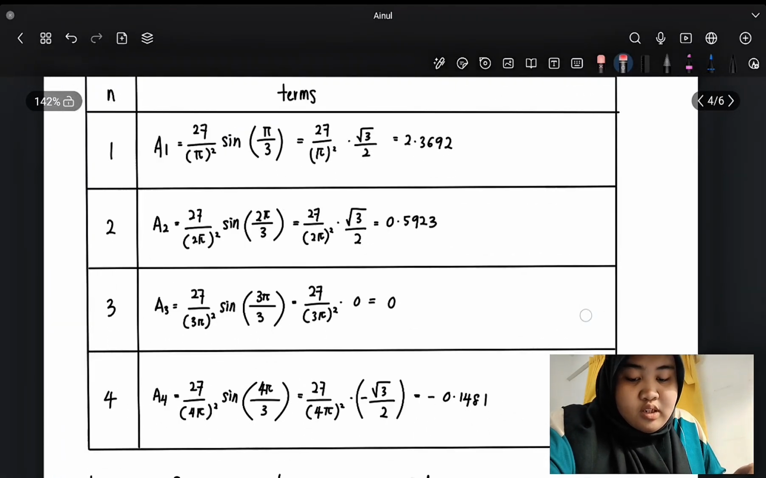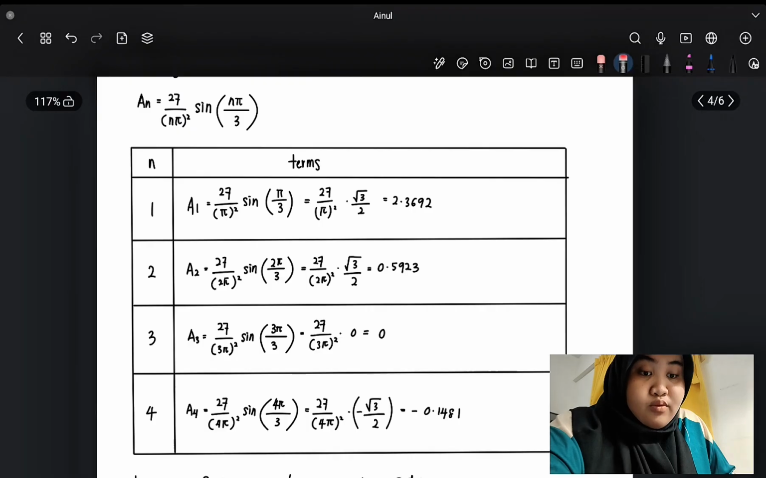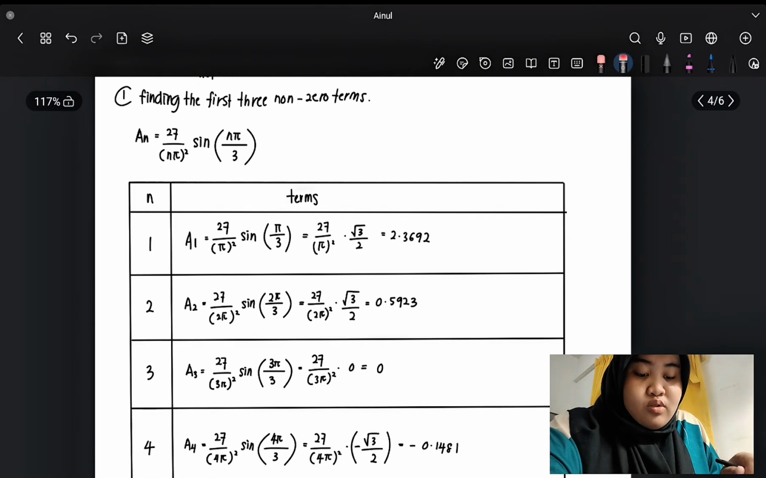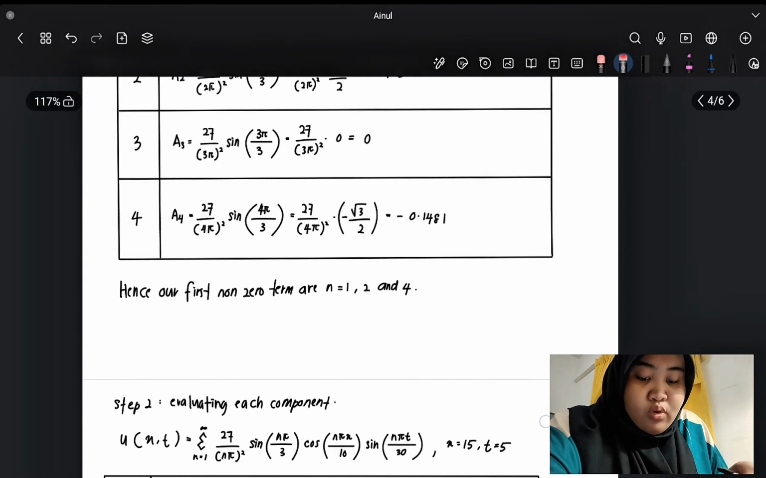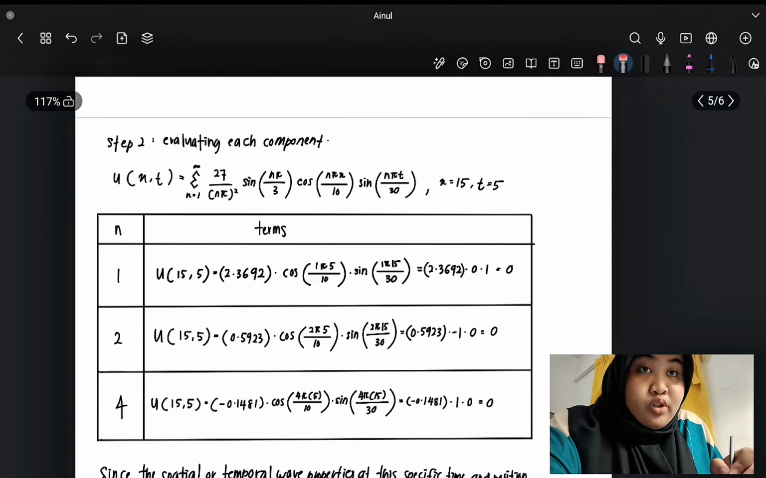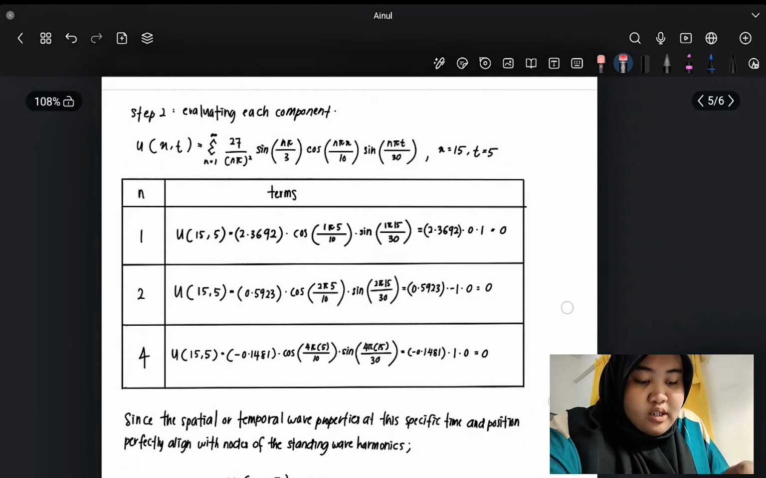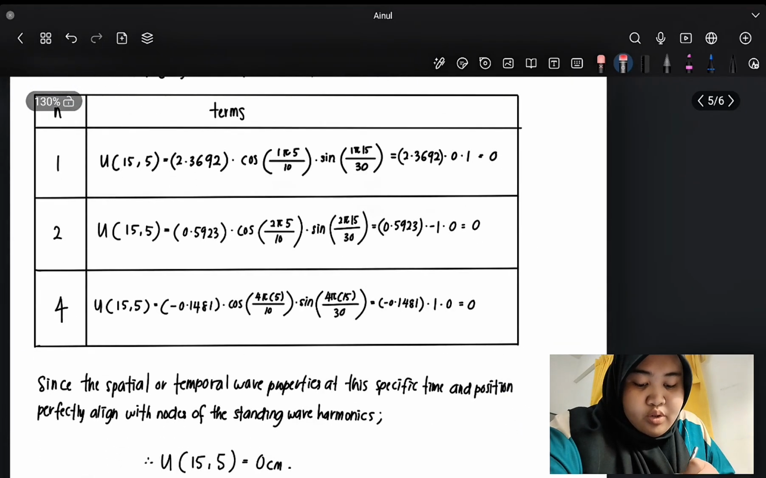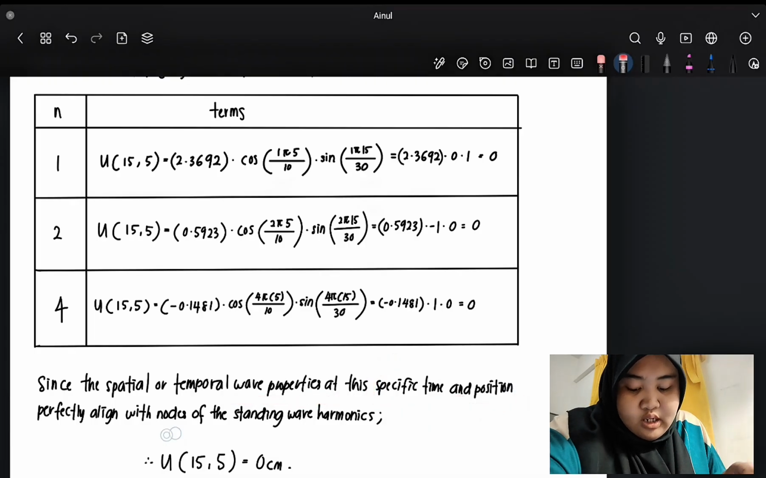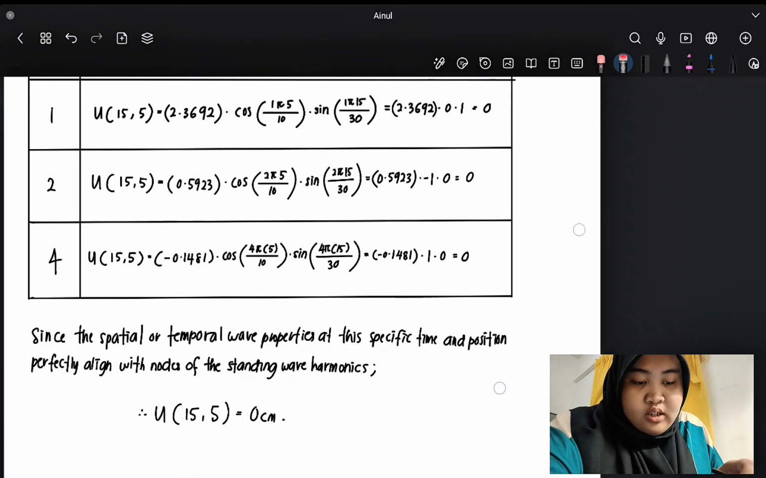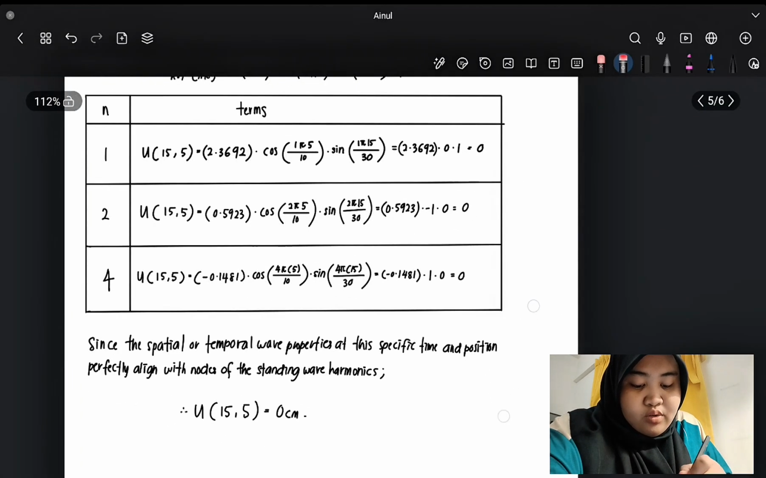By this equation, I'm inserting n1, n2, and n3 until n4. For n3, we found that the equation is equal to 0, so it's not required for our terms, which is the first 3 non-zero terms. So proceeding to n1, n2, and n4, evaluating each component and inserting each term, we found that each of n1, n2, and n4 is equal to 0. Since the spatial and temporal wave properties at this specific time and position perfectly align with the nodes of the standing wave harmonics, hence u, with x equals to 15 and t equals to 5, is equal to 0 centimeter.